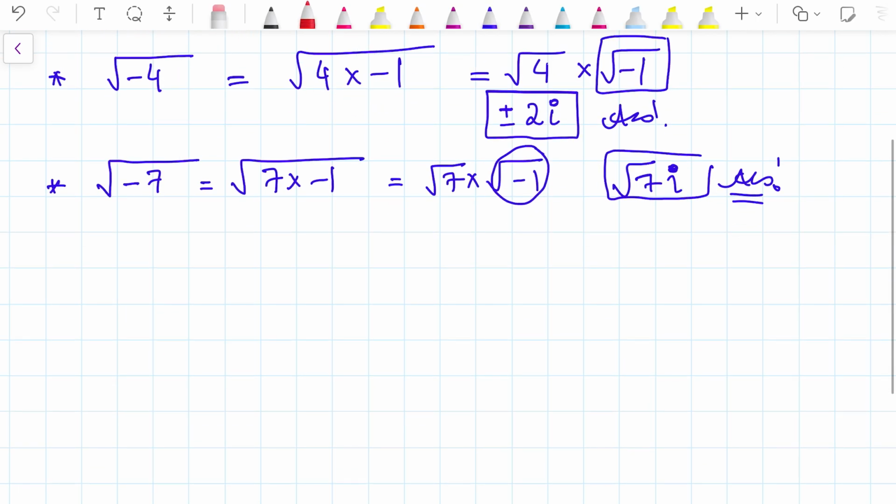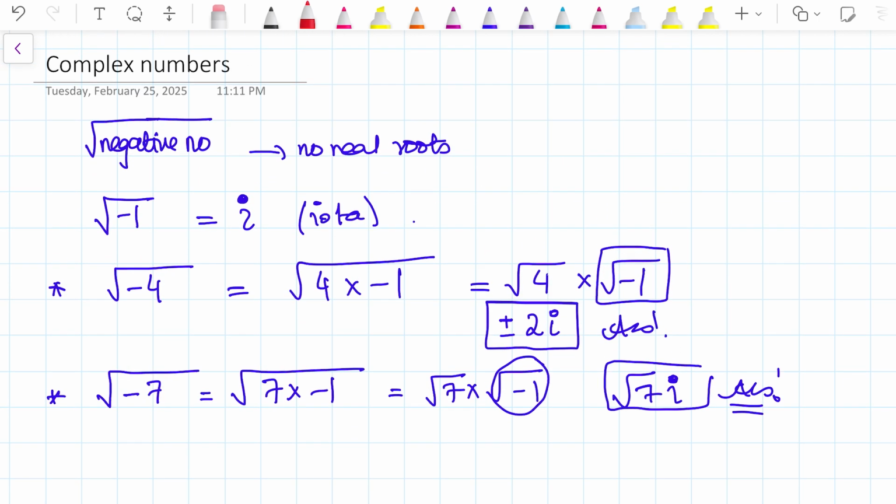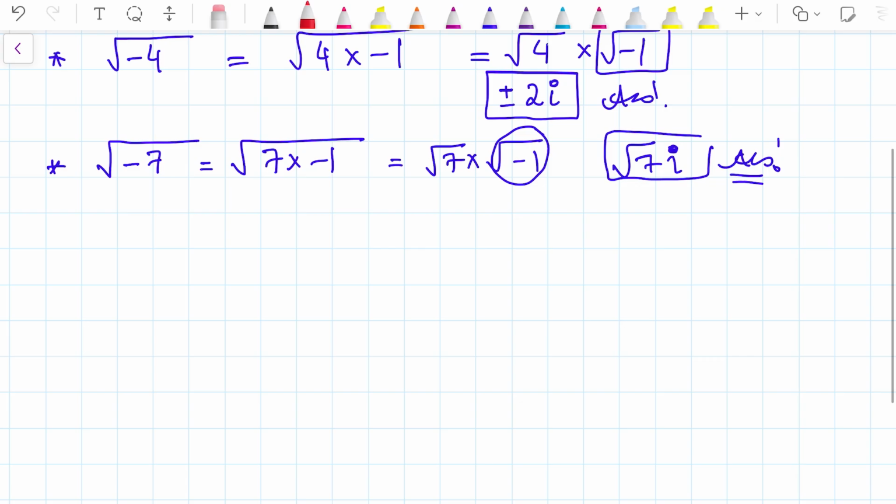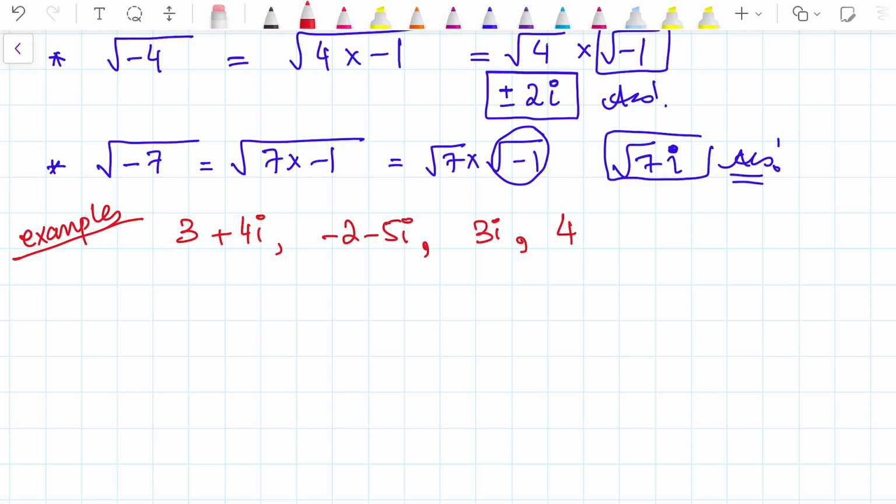Now, therefore what we can conclude is that a complex number is a combination of a real and an imaginary number. So this is the real part, this is the imaginary part. Yes, a complex number can have a real aspect to it and can also have an imaginary aspect to it. All right, now, different examples of complex numbers: 3 plus 4 iota, minus 2 minus 5 iota, 3 iota, 4, 7 plus 2 iota. So many different ways of writing a complex number. Yes, a complex number can only have a real part, which means the iota part is 0. Yes, a complex number can only have the imaginary part, meaning the real part is 0.